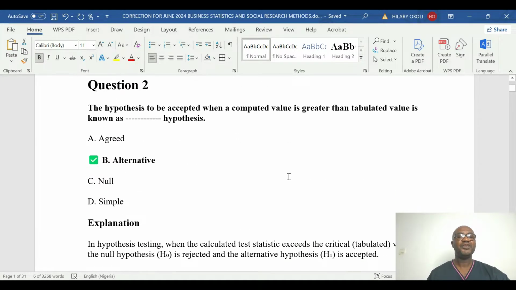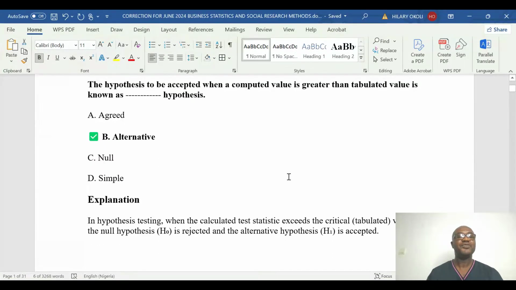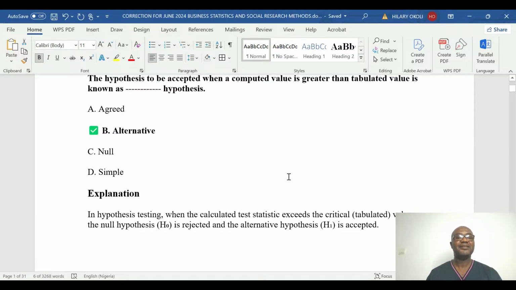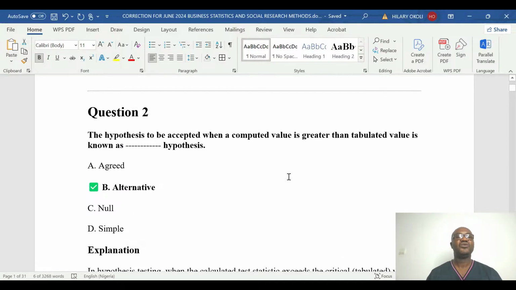The hypothesis to be accepted when a computed value is greater than the tabulated value is known as dash hypothesis. Of course, it's alternative. It's not null, it's not simple, it's the alternative hypothesis. How? In hypothesis testing, when the calculated test statistic exceeds the critical, that is the tabulated value, the null hypothesis is thus rejected and the alternative hypothesis is accepted. So the hypothesis to be accepted when a computed value is greater than the tabulated value is known as the alternative hypothesis.